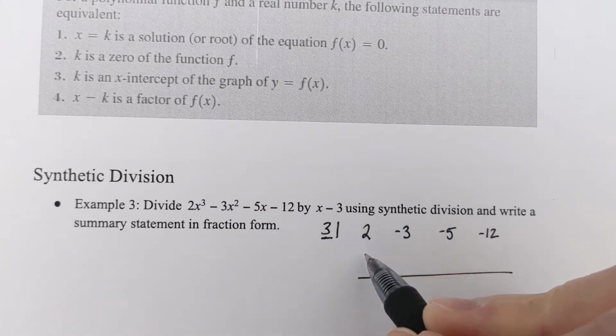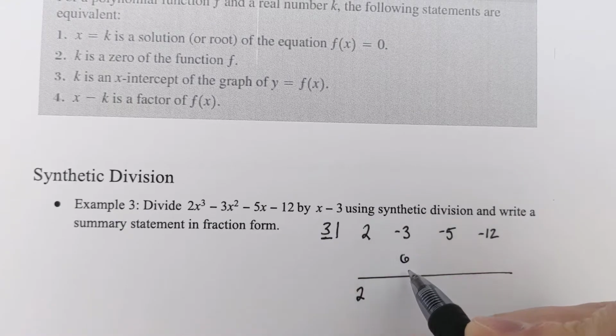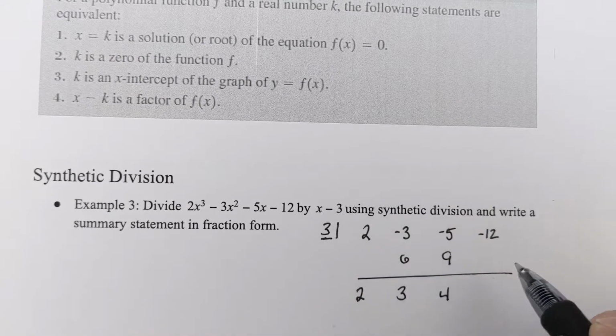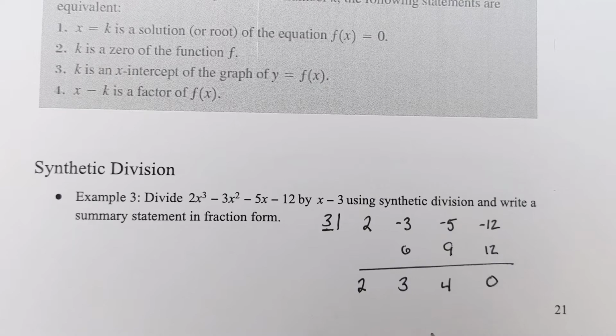So what happens is the first coefficient drops down, 2. 3 times 2 is 6. Add down is 3. 3 times 3 is 9. Add down is 4. 3 times 4 is 12. Add down is 0. Now these numbers are the coefficients of a polynomial that's less by 1 degree.